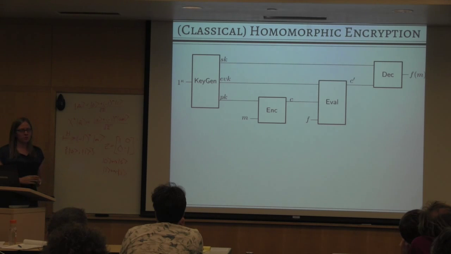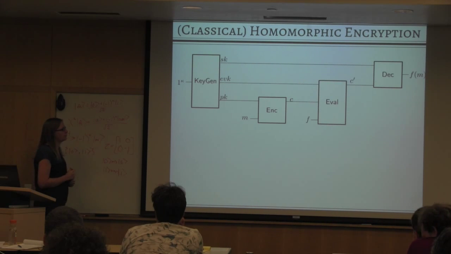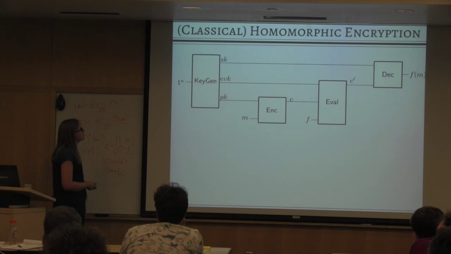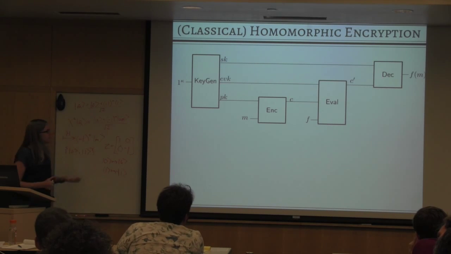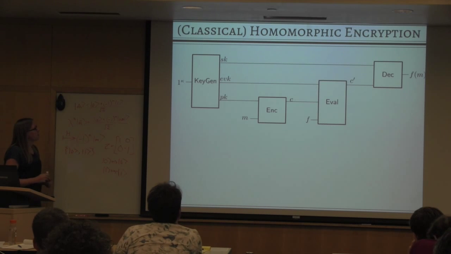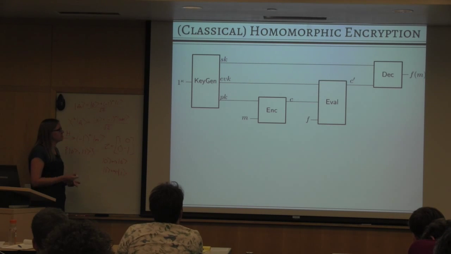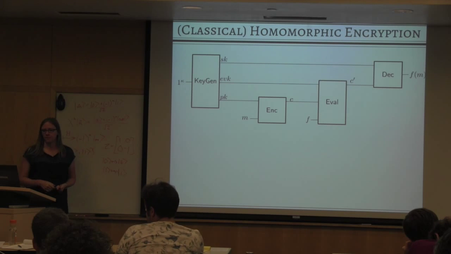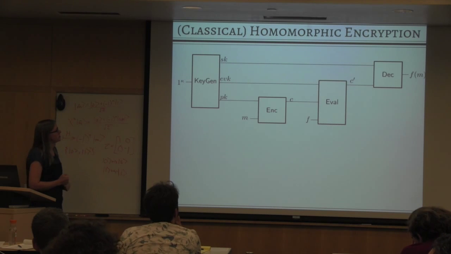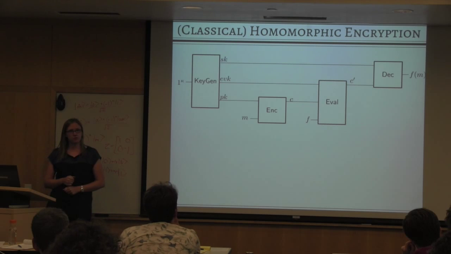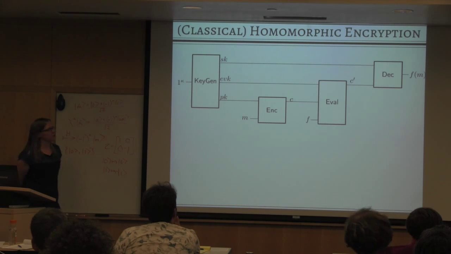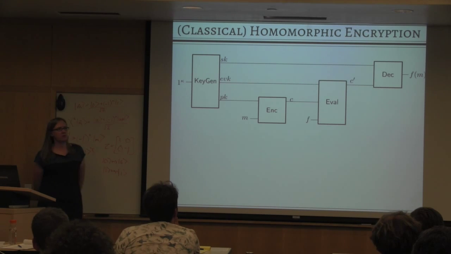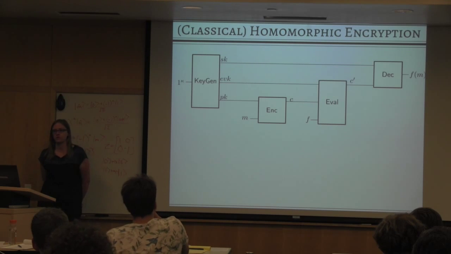So a classical homomorphic encryption scheme consists of four polynomial time randomized algorithms. We have a key generation procedure which takes in a security parameter kappa, and outputs three keys: a decryption key, an evaluation key, and an encryption key. Then an encryption procedure takes an encryption key and a message and outputs a ciphertext. An evaluation procedure takes an evaluation key and a ciphertext, as well as some function f, and f should be given as some circuit description.